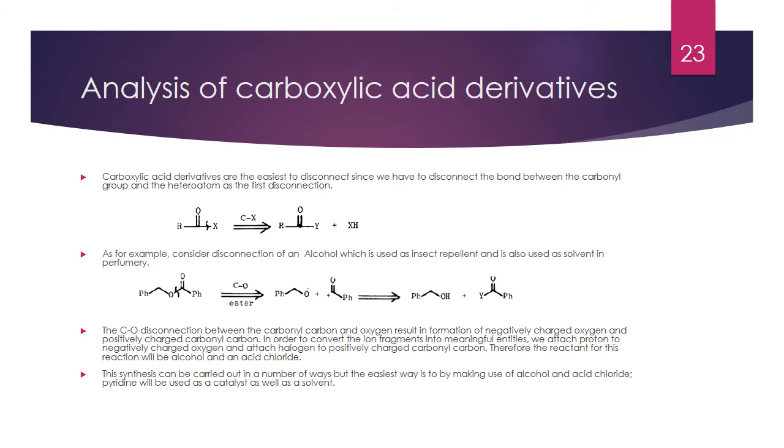So for example, we are considering disconnection of an ester, right? This example that we are using is an insect repellent, and it's also used in perfumery. In the disconnection here, the carbon will have a positive charge and oxygen will have a negative charge. Converting into useful fragments, we have to attach a proton to the negative charge, so we will get an alcohol. Here, this is one of the reactants, and to this positive charge we attach a halogen, a chlorine. So reaction of the alcohol with the benzyl chloride will yield this ester in a useful way, right?